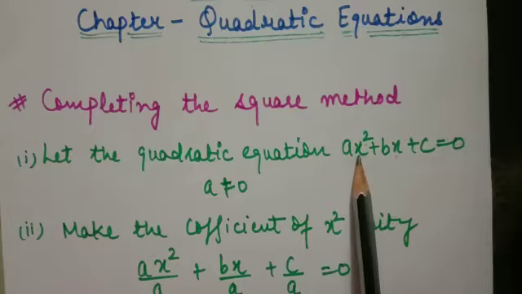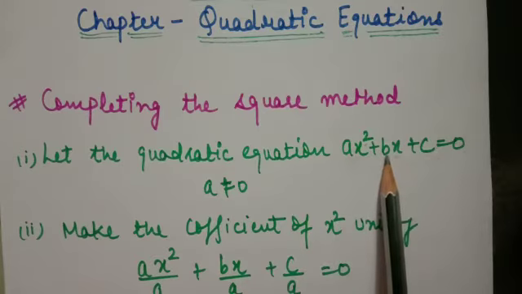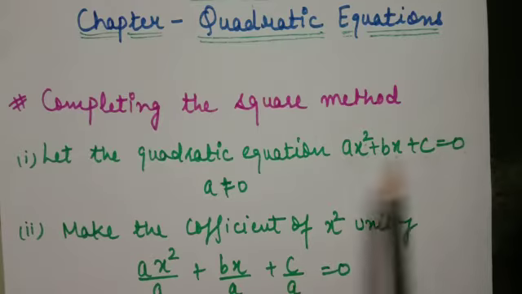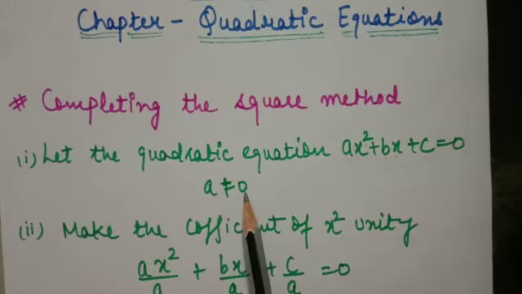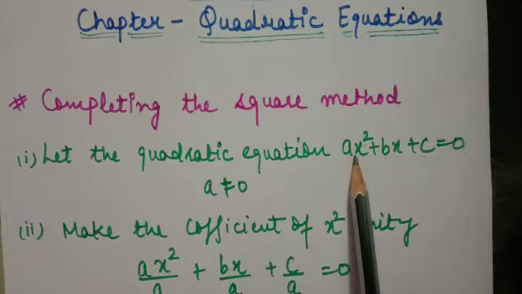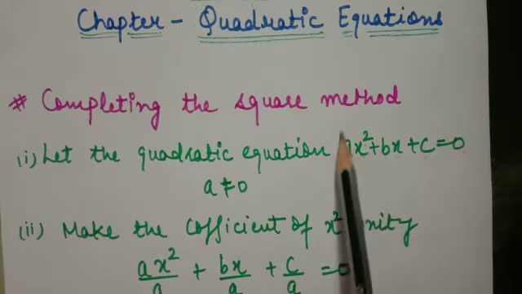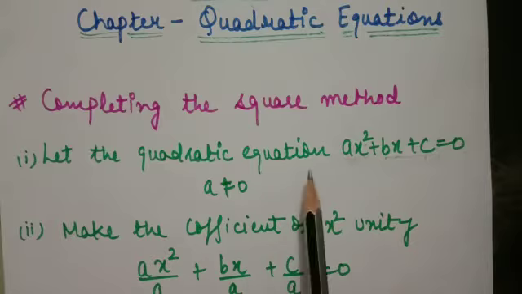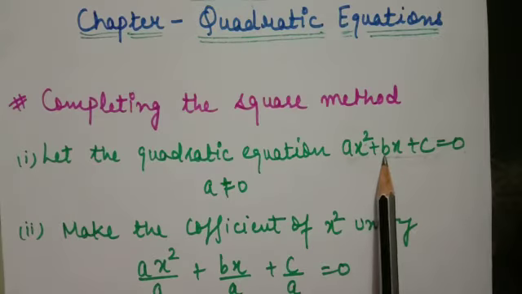What is the coefficient of x square here? A. What is the coefficient of x here? B. And what is the constant number? C. And the one condition is that a should not be equal to 0. Imagine if a is 0, then this quadratic term is 0 and the remaining expression is not a quadratic equation. So we will let a quadratic equation first.